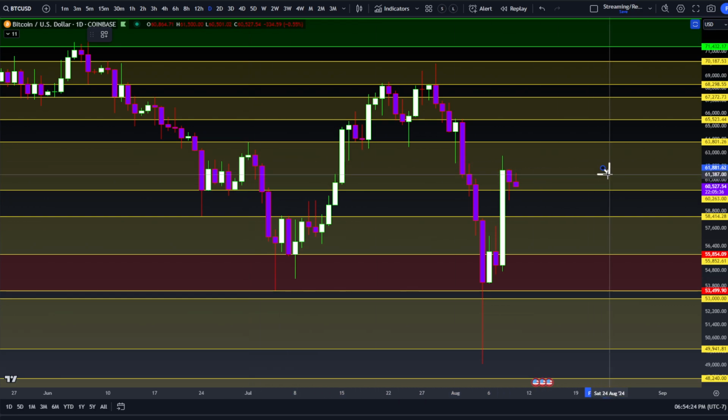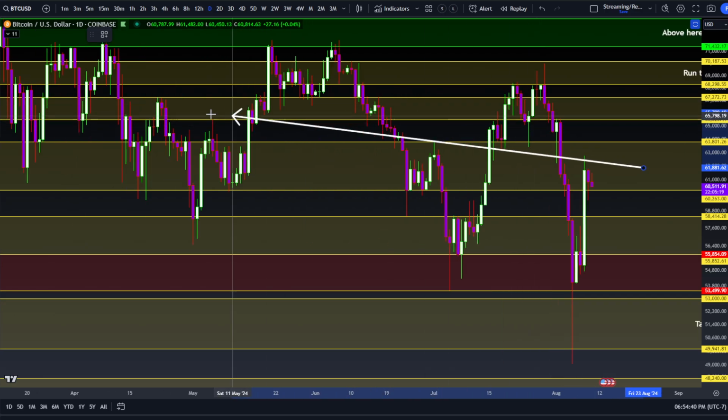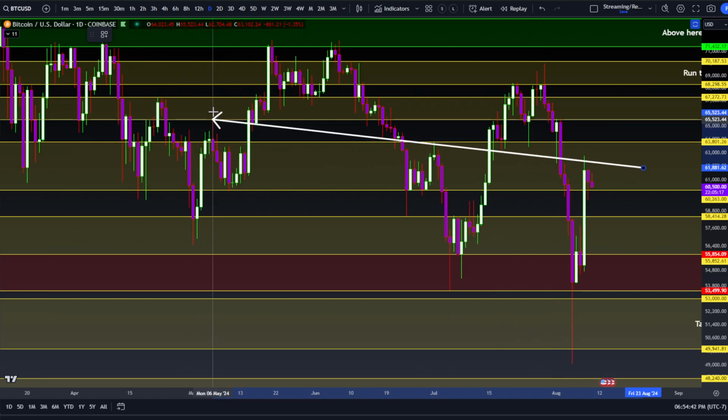62,800 being tested. If it can start to move up above there, be aware of about $1,000 higher to around 63,800. If we start seeing closes above there, then we can raise that target of overhead resistance in this case to be the 65.5 area. And of course, that's the wick high over here.